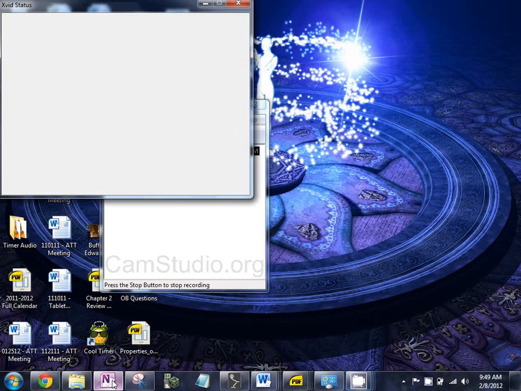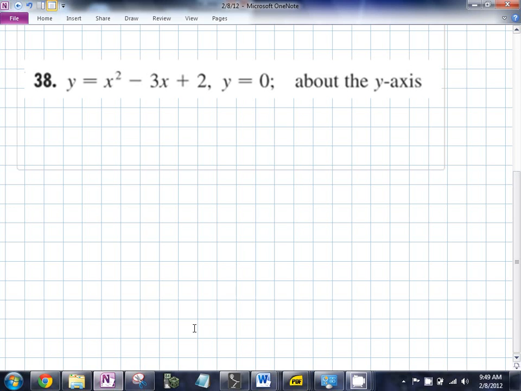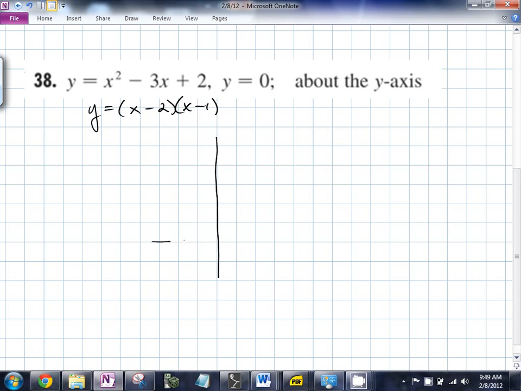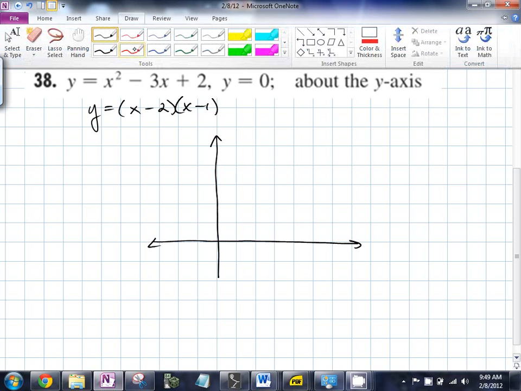So factor it. What does it factor into, Olivia? It factors into x minus 2 and x minus 1. Good. So it crosses the x-axis at x equals 1 and 2. Is it facing up or down? Up. So we have x is 1 and 2, and it's facing up.